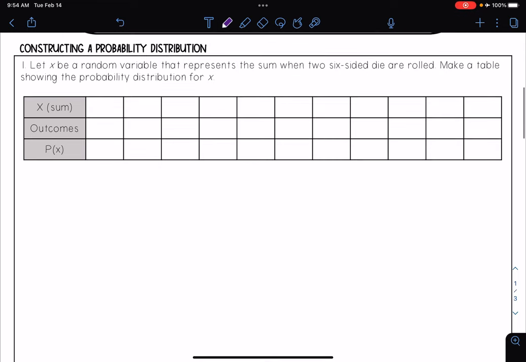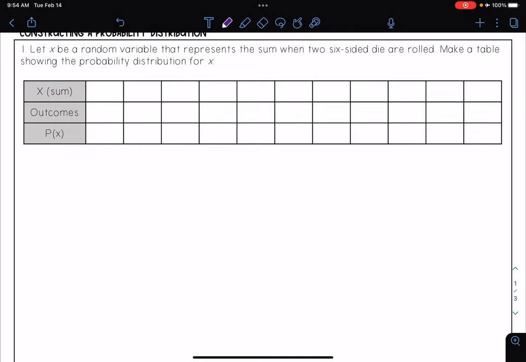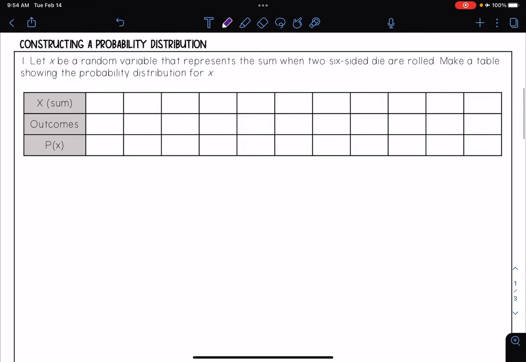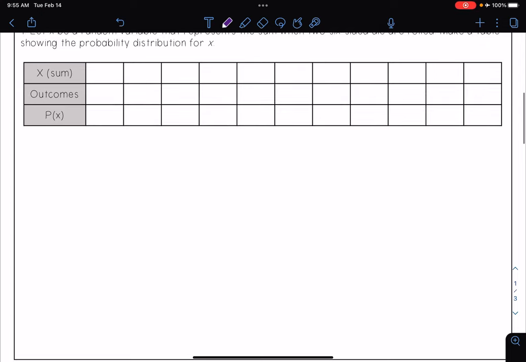So let's look at an example of constructing a probability distribution. We're going to let x be a random variable that represents the sum when two six-sided dice are rolled. Make a table showing the probability distribution for x. So x here is going to be the sum, that is our random variable here. And we're looking at rolling two six-sided dice. So I want to see, okay, what are my different sums I can have? And how many of each of those sums can I have for an outcome?